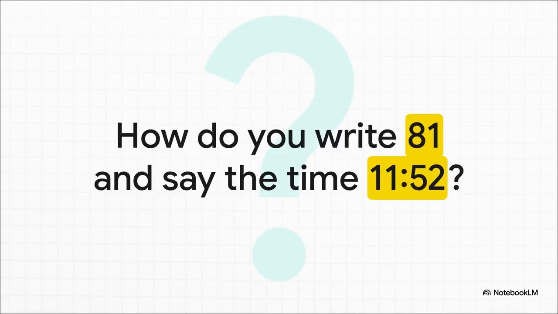All right, time for a little pop quiz. You've got 2 challenges on the screen. Write out the number 81 and then say the time 11:52. This little test brings everything together, the twist, the ein rule, and telling time. Go ahead, take a second.